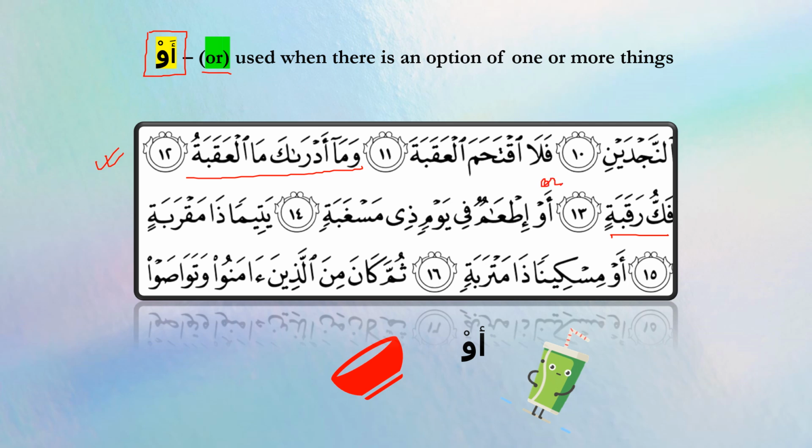Either you free a slave, or it'amun fi yawmin dhi masqaba, meaning give food to the poor, and yatiman, the orphan, dha maqraba. Or you do this: miskinan dha matraba, meaning either you give food or help the orphan, or you give food or help the poor. So these are the options Allah subhanahu wa ta'ala is telling us to do. In simple terms, either you can take a cup or a bowl. This is a simple way to understand the relation of 'or'.